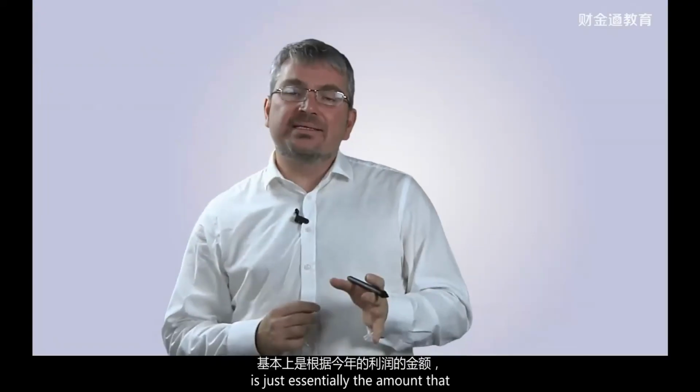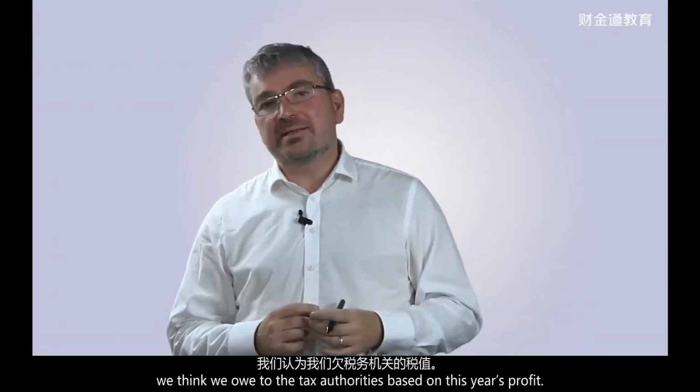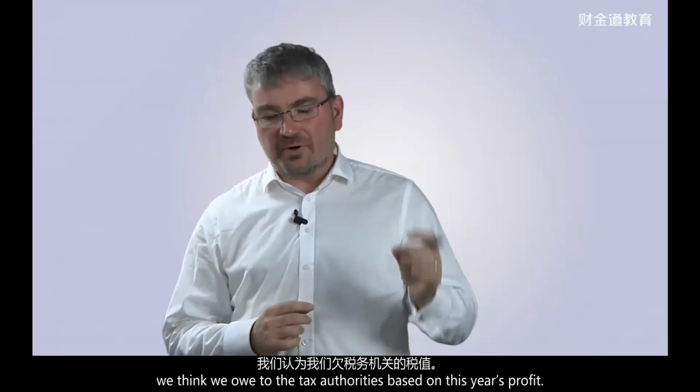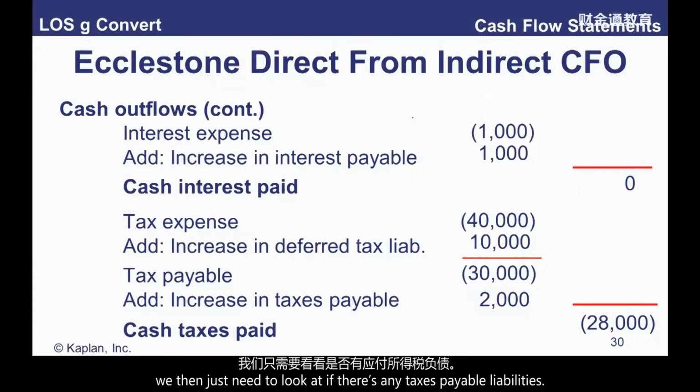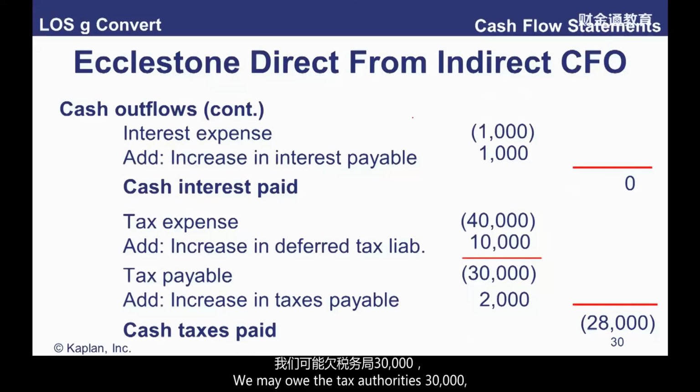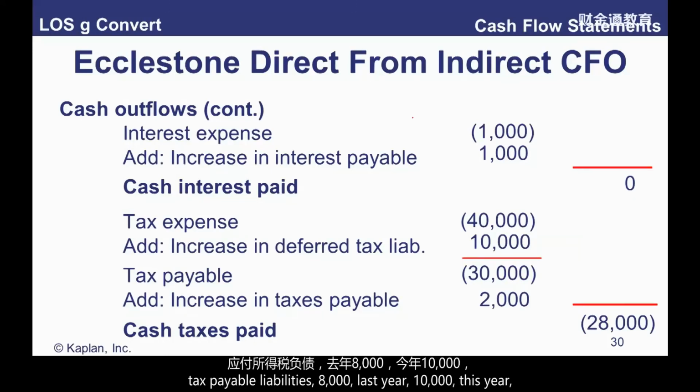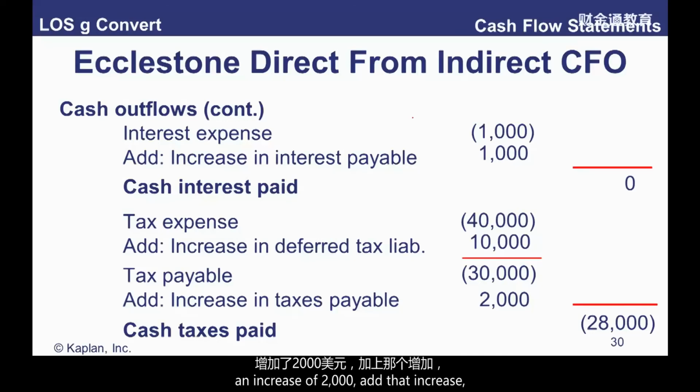Now tax payable is essentially the amount we think we owe to the tax authorities based on this year's profits. Once we've got tax payable, we then just need to look at if there's any tax payable liabilities. We may owe the tax authorities 30,000, doesn't mean we've paid them 30,000. So we then move in and look at any liabilities. Tax payable liability, 8,000 last year, 10,000 this year, an increase of 2,000, add that increase and we get the cash tax paid of 28,000.